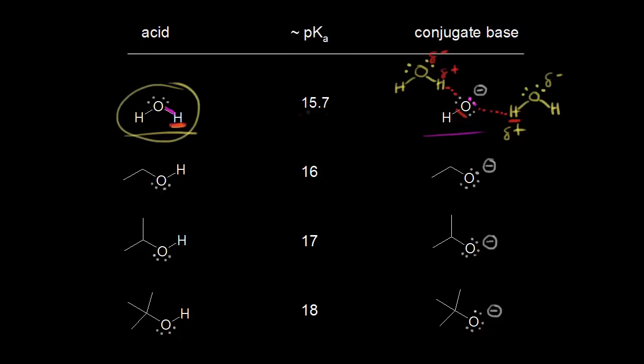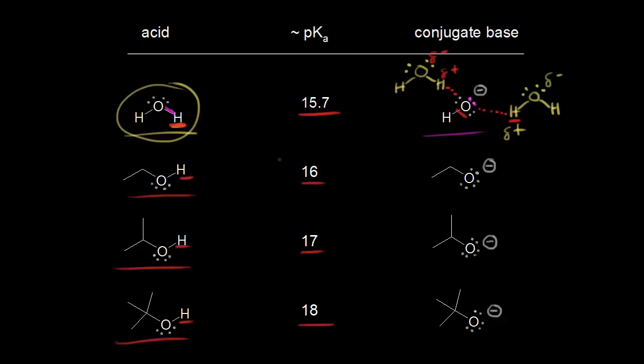So if we look at our four compounds over here, so water, this proton on water has a pKa value of approximately 15.7. For ethanol, this proton has a pKa value of about 16. For isopropanol, this proton has a pKa value of 17. And for tert-butanol, this proton has a pKa value of about 18.